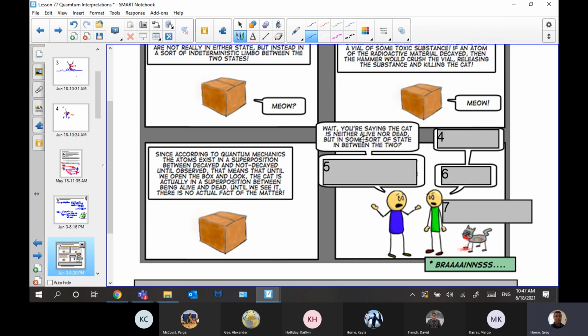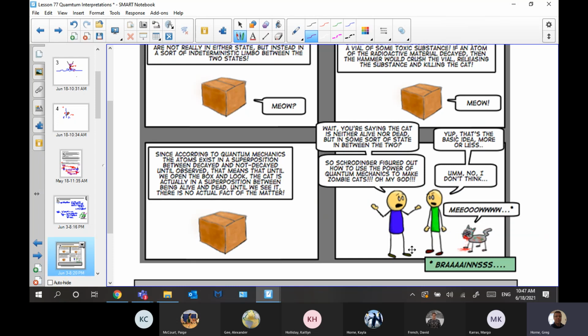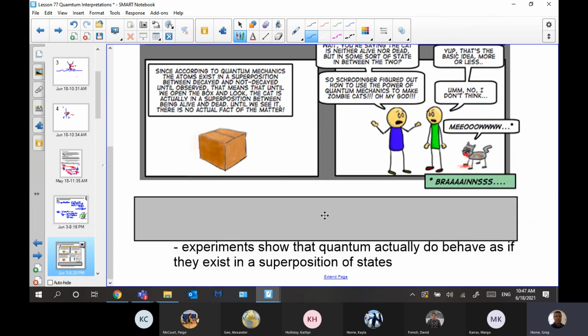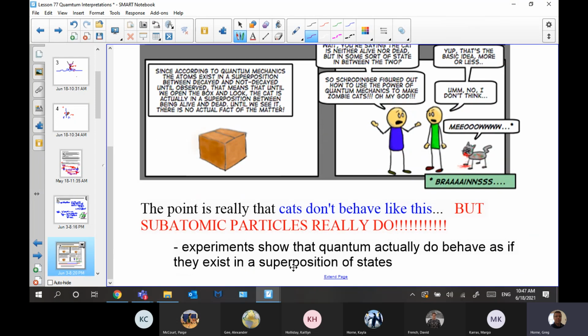You're saying the cat is neither dead nor alive, but in some sort of state in between the two. Yep, that's the basic idea, more or less. So Schrodinger figured out how to use the power of quantum mechanics to make zombie cats. Oh my God. You'd be like, no, that's not exactly what I was saying. And then there's the zombie cat. But the point is, of course, cats don't behave like this. No one's saying they do, or ever would. But subatomic particles actually do behave like this, which is bizarre.